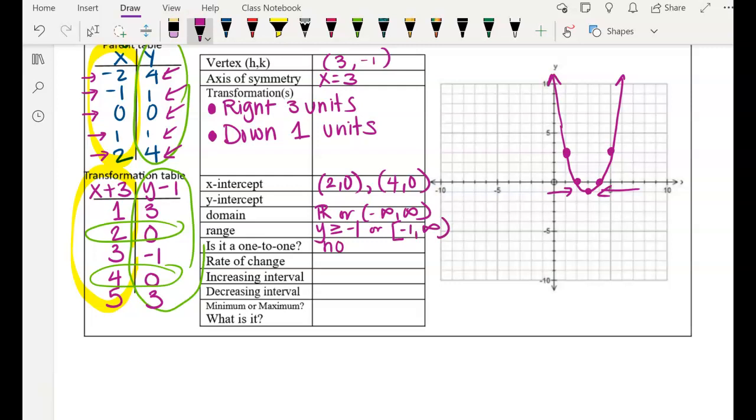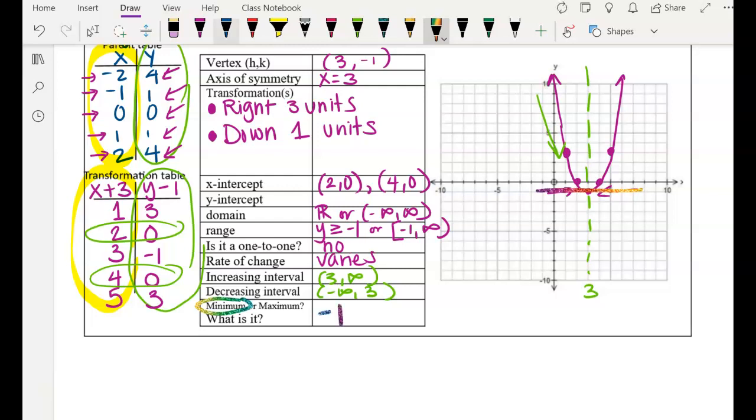It is not a one-to-one. The rate of change varies. Increasing is going to be on the right side of your axis of symmetry, so that's going to be what x value is at, 3. So 3 to infinity. And then decreasing is on the left side, so it's negative infinity to 3. Now this is your lowest point here, so that is definitely going to be a minimum, and that minimum value, the y, is negative 1.